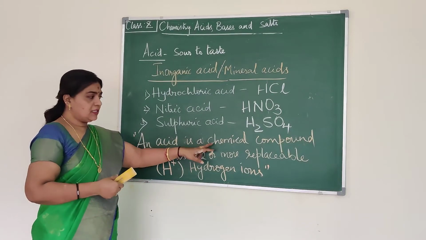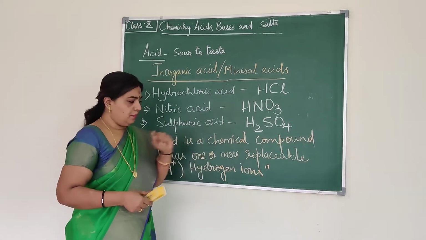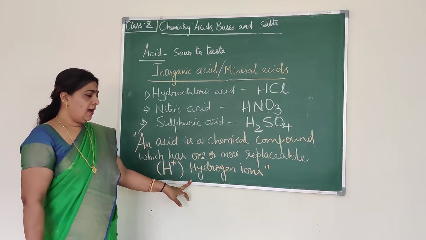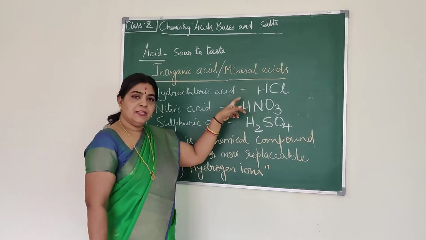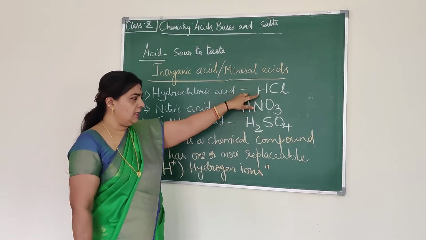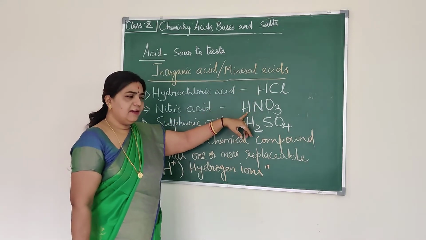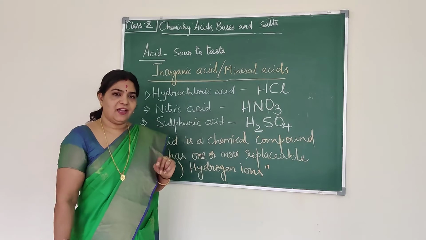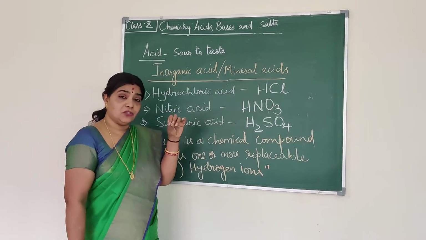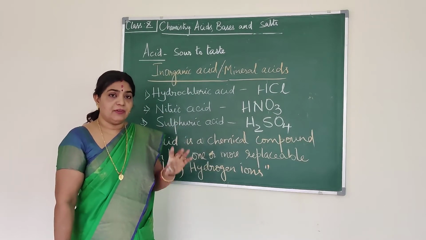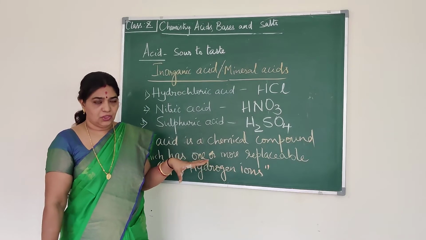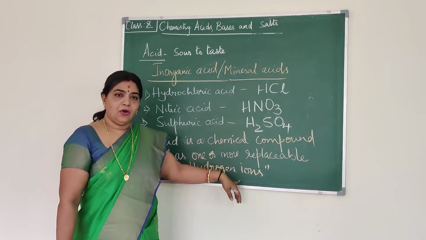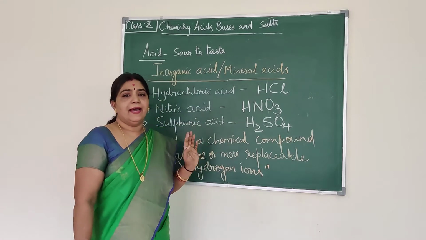So what is an acid? An acid is a chemical compound which has one or more replaceable hydrogen ions, right? When you check the formula, hydrochloric acid has one hydrogen ion, nitric acid also has one hydrogen ion, and sulfuric acid has two hydrogen ions. When an acid is dissolved in water, in aqueous solution, if it can give off one or more hydrogen ions, such a compound is called an acid. Clear?